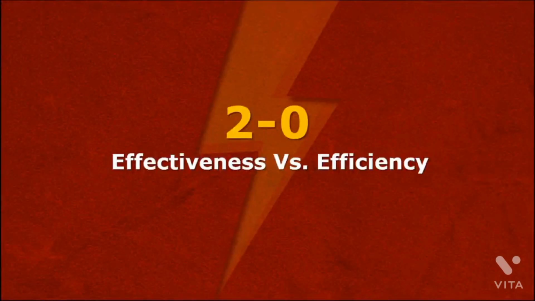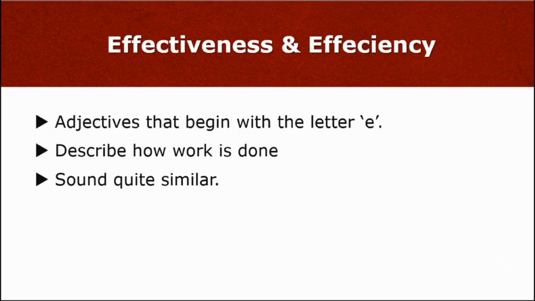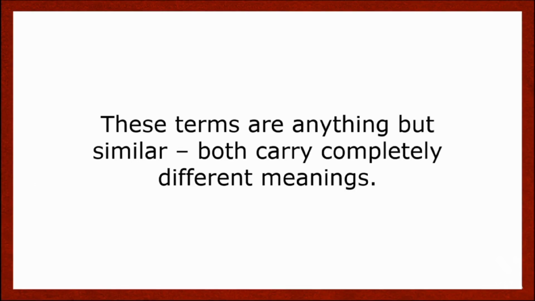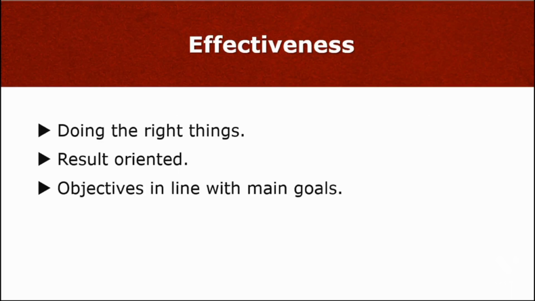Today we'll look into effectiveness and efficiency, two significant terms when it comes to productivity. Effectiveness and efficiency. Both terms are adjectives that begin with the letter E and are used to describe how work is done. Not only that, they sound quite similar. These terms are anything but similar. In fact, they each carry completely different meanings.